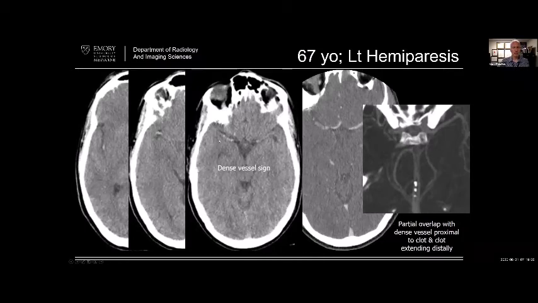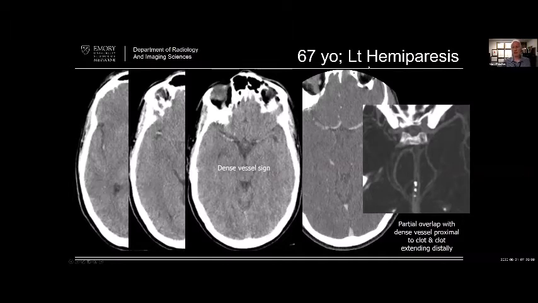You can see the hyperdensity here. Compare it to the other arteries and veins inside the head. If everything's dense, that's probably just hemoconcentration. If it's focal and it matches the clinical presentation, then you're thinking it's a dense vessel sign. So not my favorite sign in radiology. In fact, one of my least favorite signs, because it doesn't usually change much.